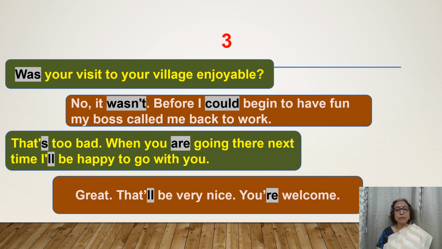Was is a helping verb. Wasn't and could, again helping verbs. That is not fully written. That's are is again helping verb. I will or I shall. Only ll is written with apostrophe. So will, wi, or shall, sha, are all not written. Only apostrophe is written with ll. Then again, that'll be great. That will. Then you are. You are fully is not written.